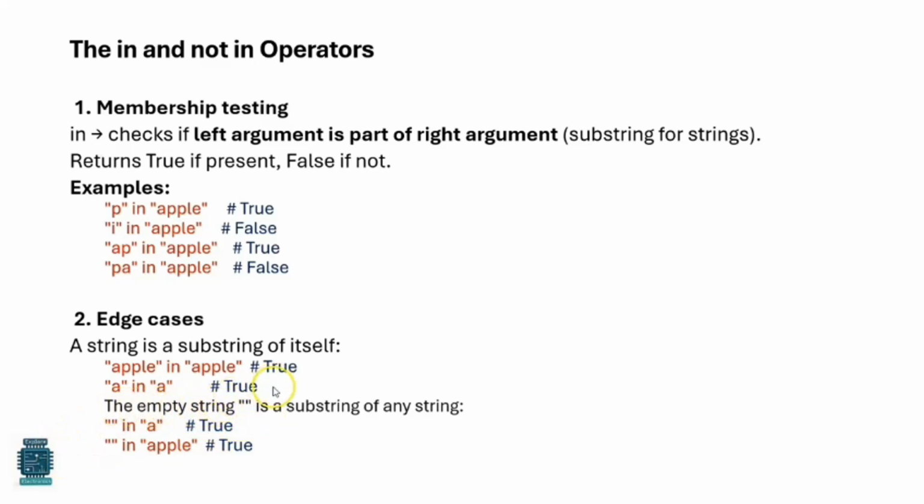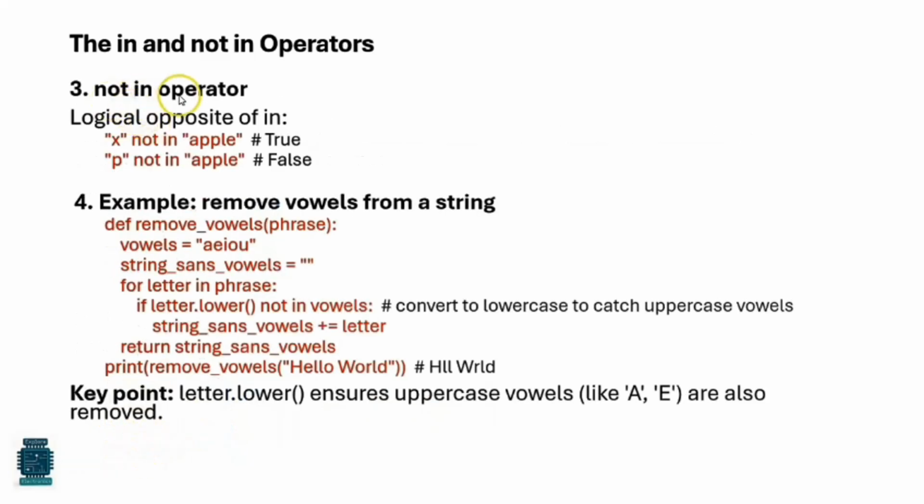The empty string is a substring of any string. Any string, whatever you take, it will be a substring of any string. The not in operator is the opposite of the in operator. X not in apple? Yes, that is true. P not in apple? False, because P is there in apple. It will return false, completely opposite to the in operator.